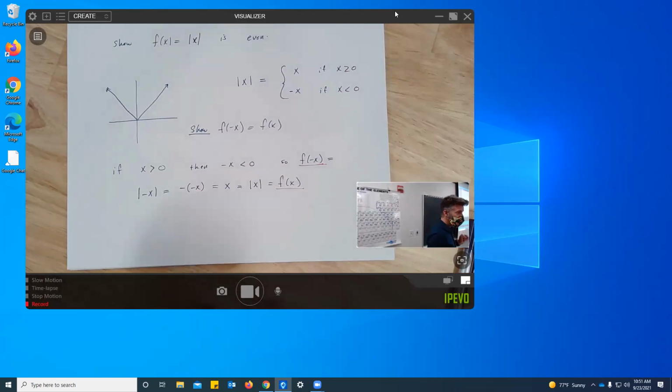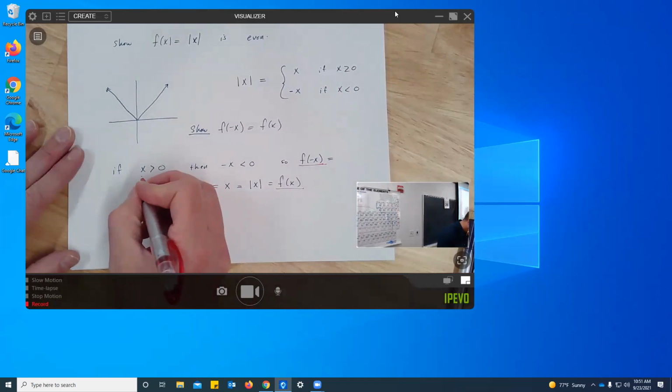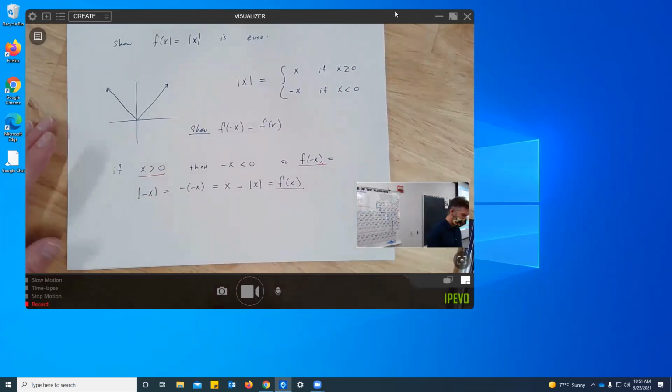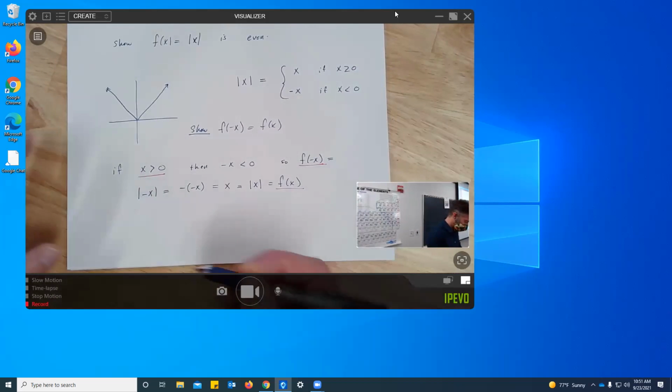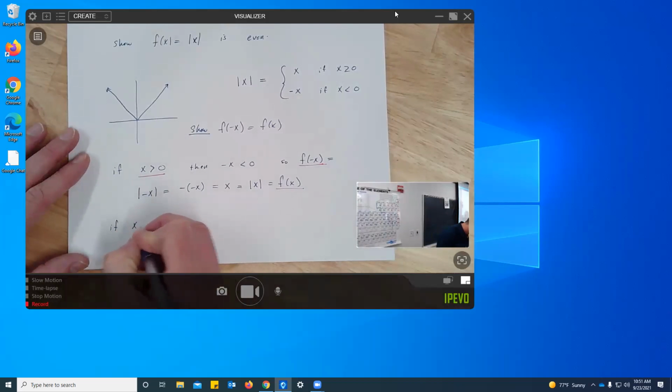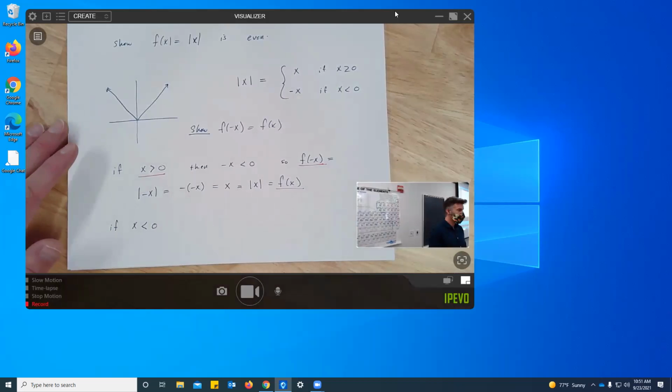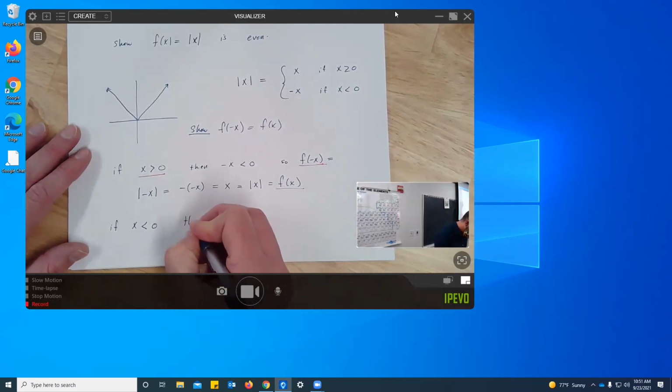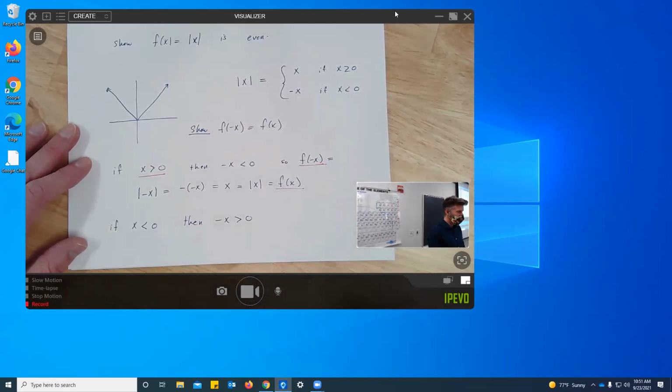Yeah. Can you explain the if part again? Sure. So the thing is, I'm breaking it down into cases because what the absolute value does depends on if the insides are positive or negative. So I'm first looking at the case where x is positive. But now we're going to look at the other case, which is where if x is less than 0, then negative x will be greater than 0.